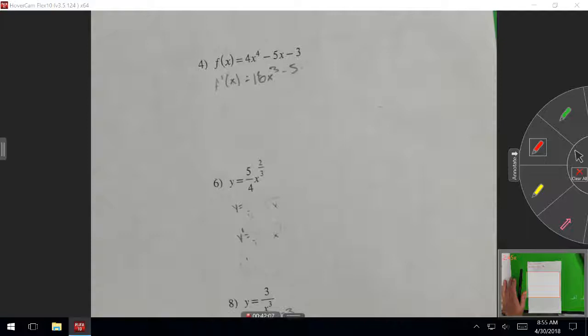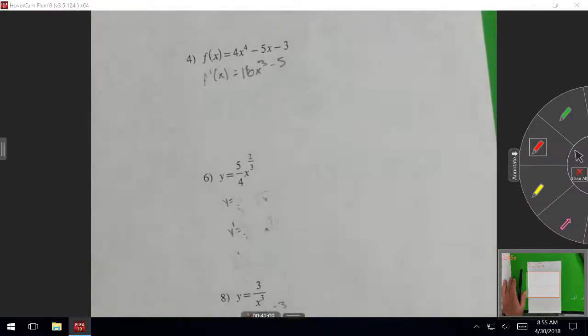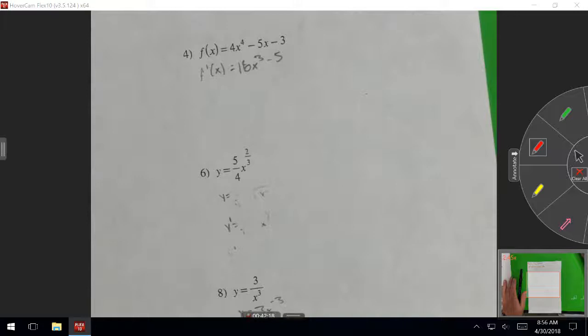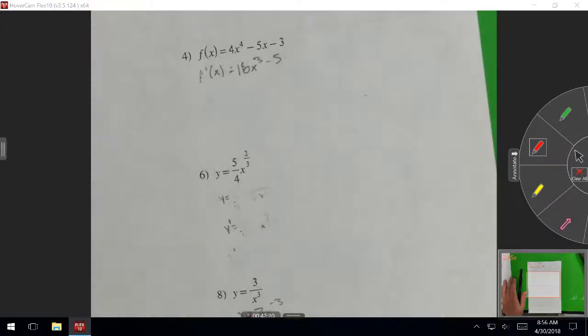Okay, 4 times 4 is 16. 4 minus 1 is 3. And then negative 5 times 1 is negative 5. And then x will be to the 0, that's 1. And then negative 3 is a constant.